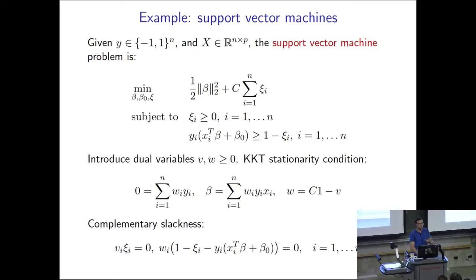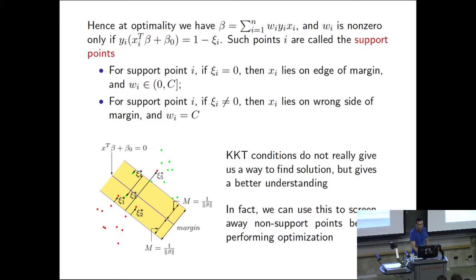Okay, so I claim we can actually learn a lot now about SVMs from complementary slackness and these conditions here, these relationships we've derived between the primal and the dual variables. The first thing that we can learn is what I already said, which is that this is a relationship between a primal solution and a dual solution right here. Beta is equal to the sum of w_i, y_i, x_i.